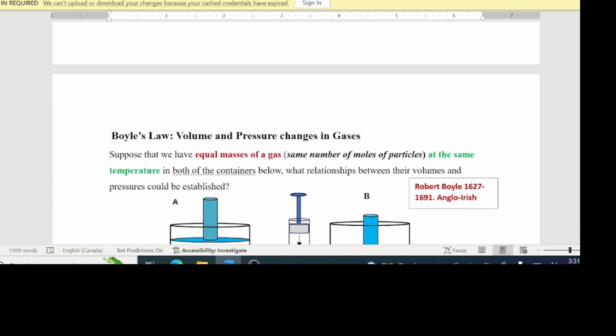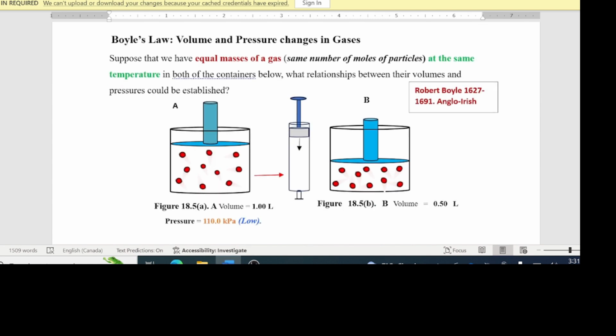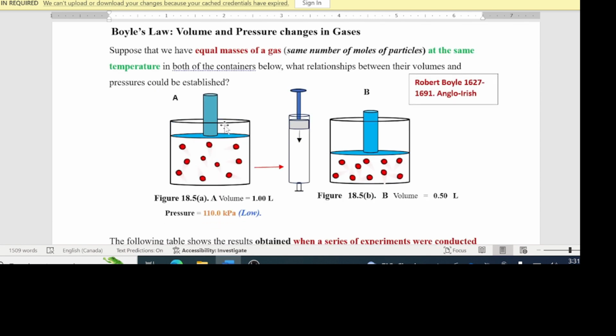So now let's see what happens when we have a closed container. Here we have two scenarios. In container A, we have 10 particles, or a certain number of moles of particles, that occupy a volume of 1 liter, and the pressure there was recorded to be 110.0 kilopascals.